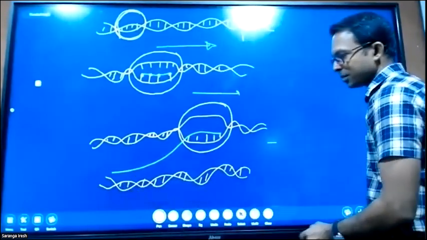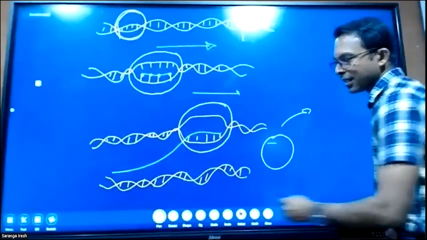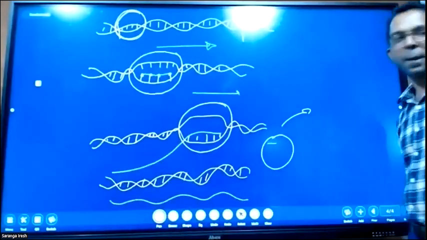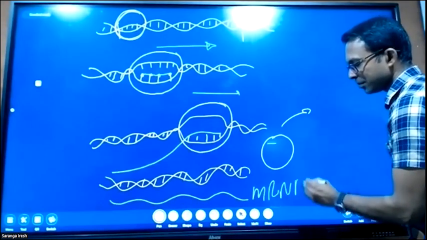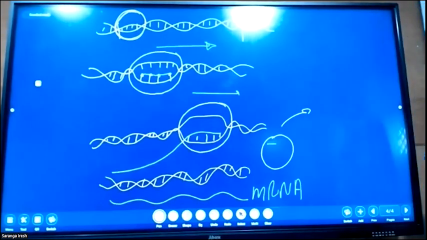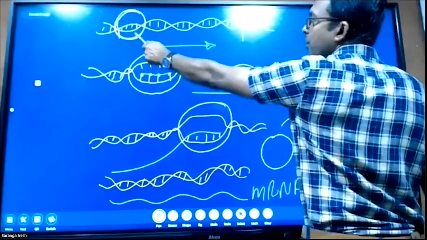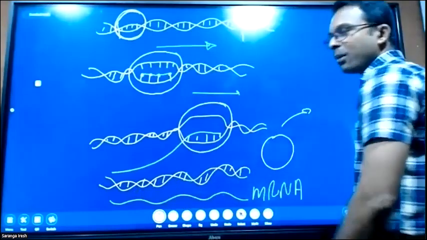DNA. RNA polymerase detaches and it's leaving. And the newly synthesized mRNA is present. Okay. Now here, the base sequence present on this DNA is copied into the mRNA molecule.